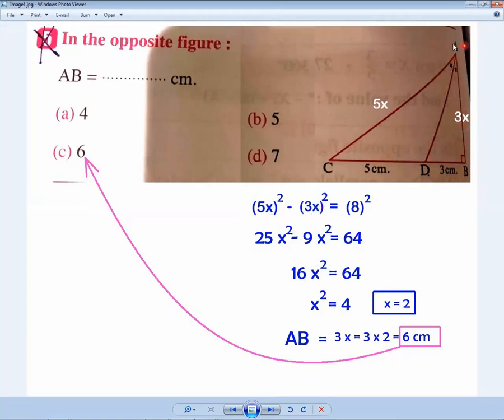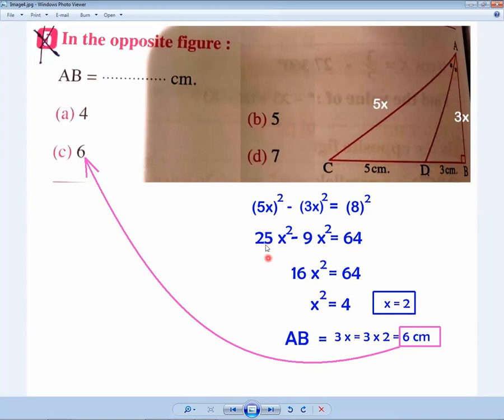First step, taking the huge triangle ABC and applying the Pythagoras theorem. The hypotenuse is 5x, so 5x squared minus 3x squared, the side AB, equals the other side 8 squared.